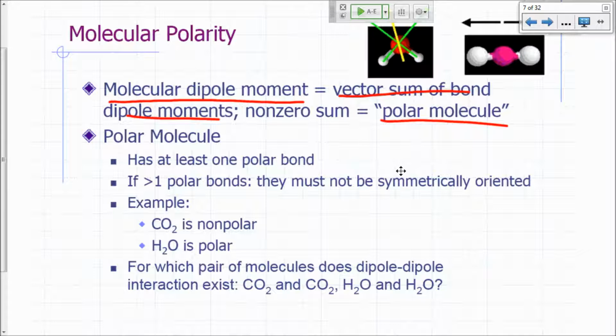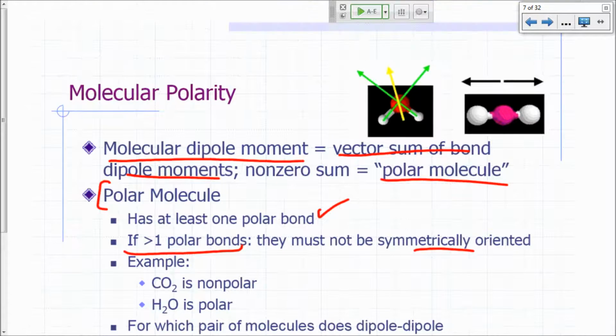So how can you tell if you have a polar molecule qualitatively? First of all, it has to have at least one polar bond. But if there's more than one polar bond, they must not be symmetrically oriented. For example, carbon dioxide is nonpolar.